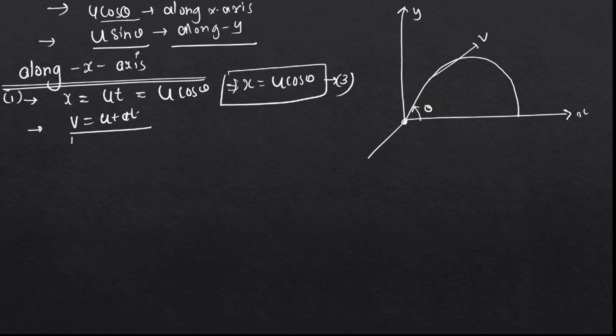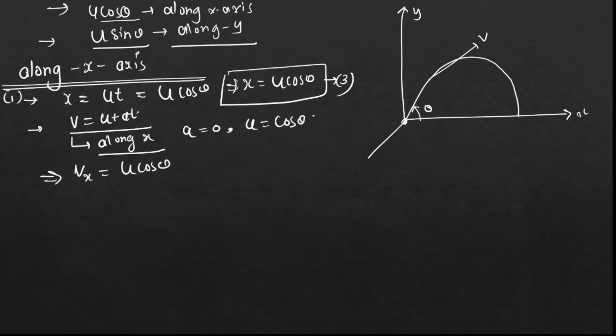Along the x-axis, a is equal to 0, and u is equal to u cos theta. So what would be the final velocity along the x-axis? That would be vx equal to u cos theta. That is the final velocity along the x-axis. Let me term it equation 4, right? Similarly, I'm going to find the motion along the y-axis.